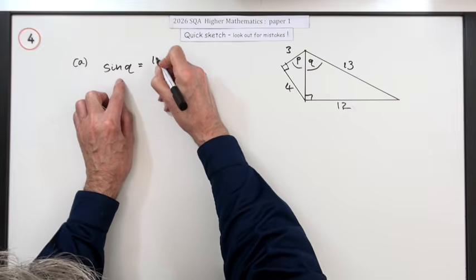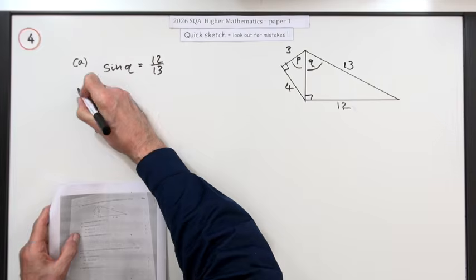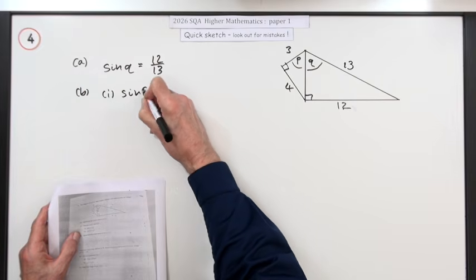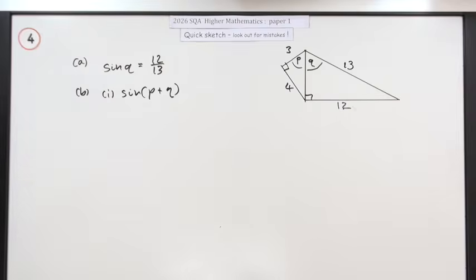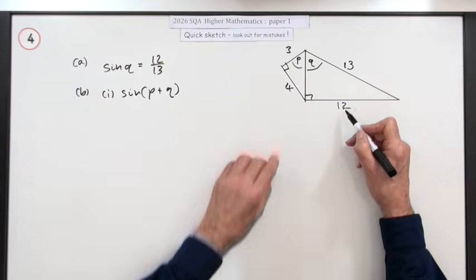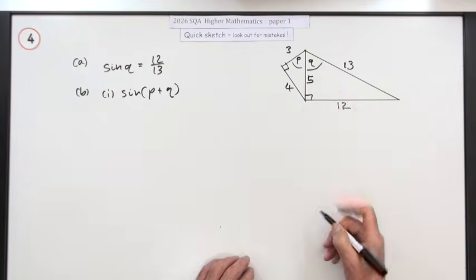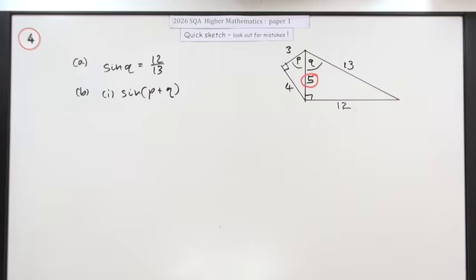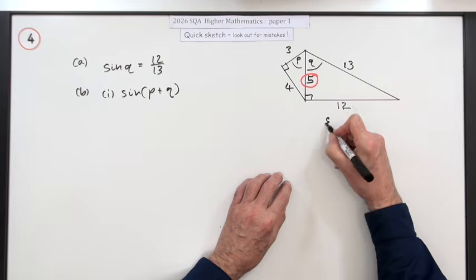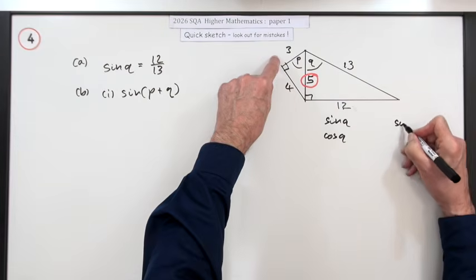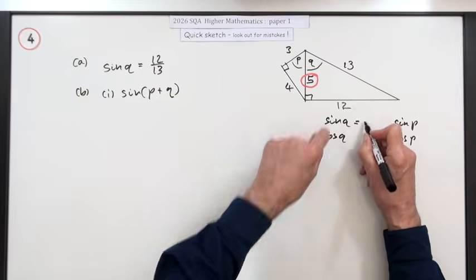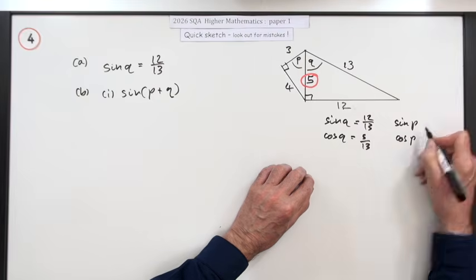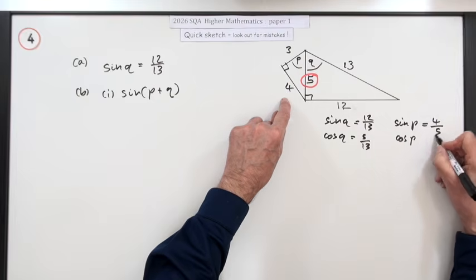So sine of q, it's just staring you in the face. Opposite over hypotenuse. Next bit is going to be the sine of p plus q. Well, you might as well finish off that triangle. You've got a 3, 4, 5, and a 5, 12, 13. You've got all the information you need to get all the sines and cosines. So list them out. Sines are the opposites, and the cosines are the adjacents.